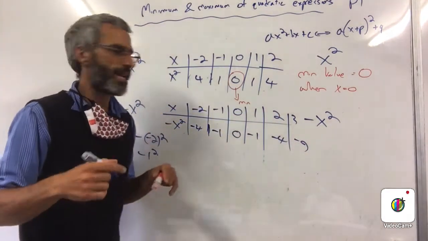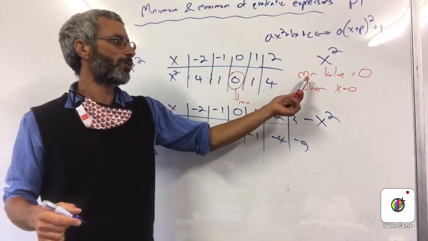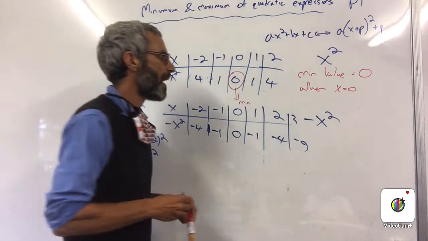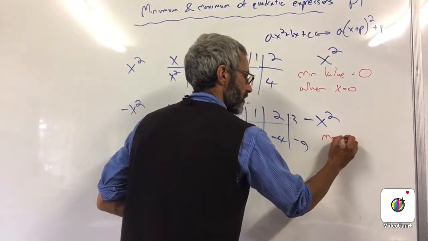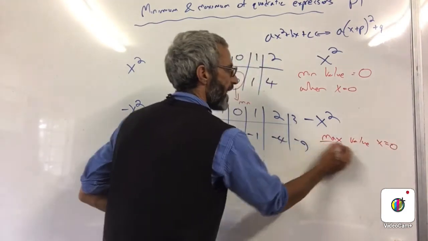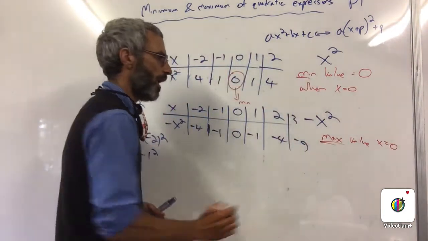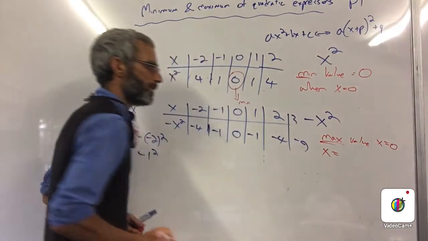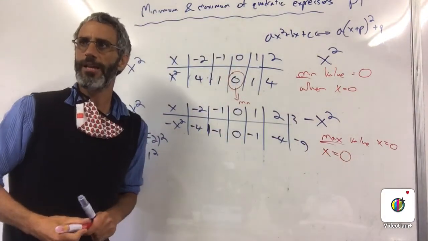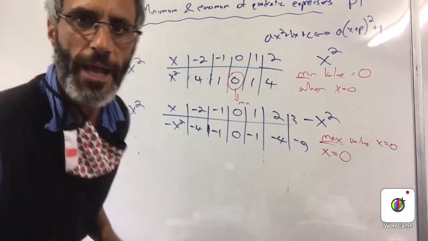If numbers are getting smaller and smaller, that means there is no minimum, but there is a maximum. What is the maximum value now? 0. The maximum value is again 0. It's a maximum, it's not a minimum. And for which x does that happen? 0. Are we happy with that? I'm just going to pause here. Okay, we're going to carry on.